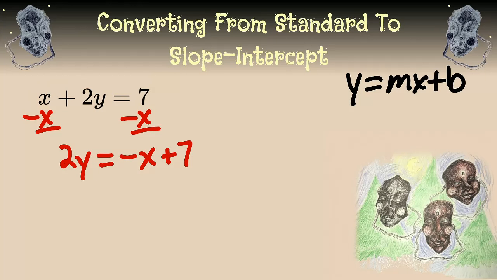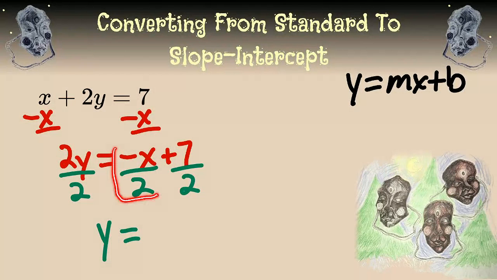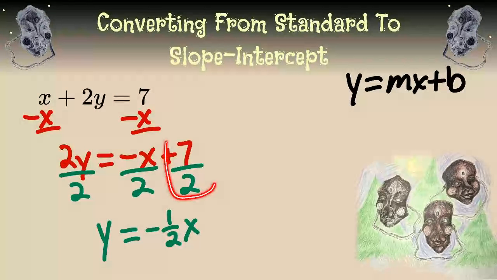And now we have 2 times y, but we need y to be isolated by itself. So we need to do the inverse operation of multiplication, which is division. And again, I'm going to divide each term by 2. So I get y is equal to, and this is really negative 1x over 2. So my slope is negative 1/2 times x. 7 divided by 2 is 3.5.